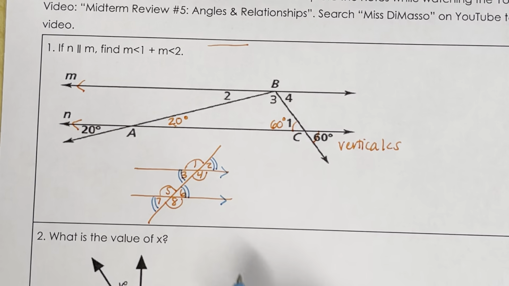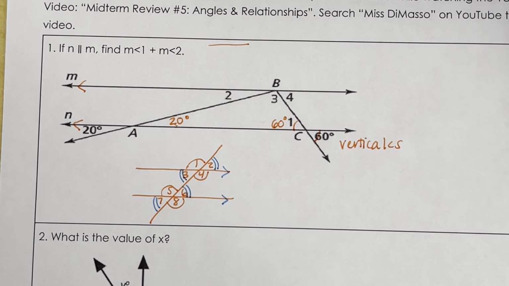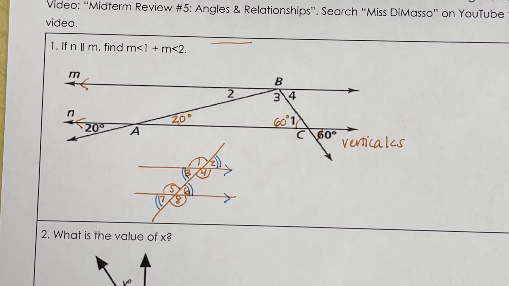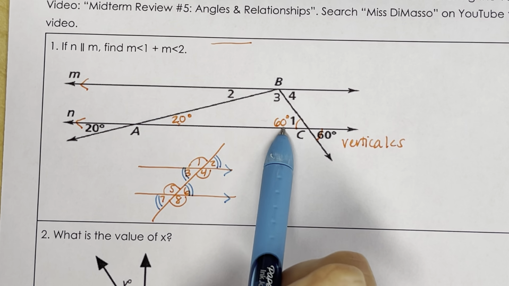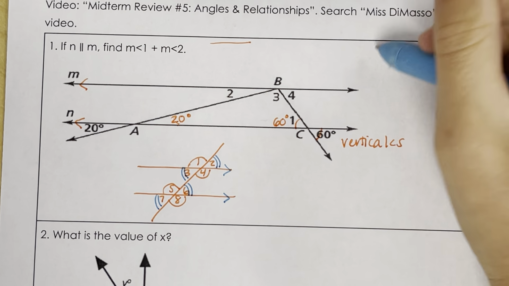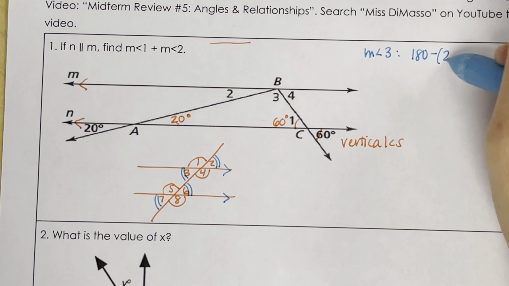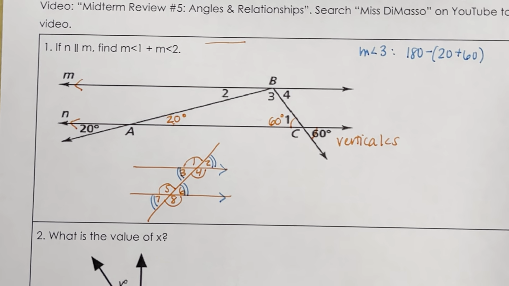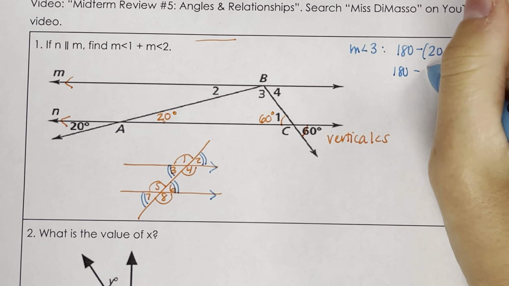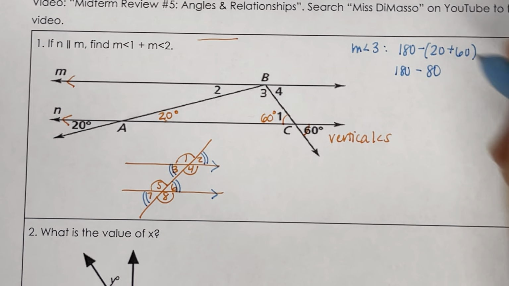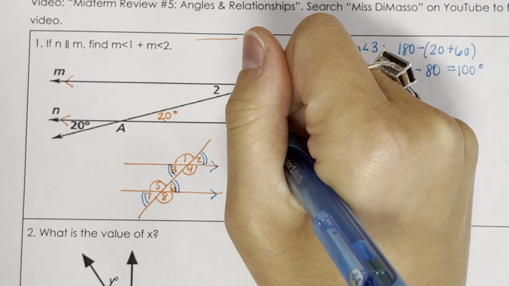This is a triangle. I know 2 of the angles of the triangle already, and I know if I add all the angles in a triangle together, I should get 180. So to figure out angle 3 right here, I'm going to add together 20 and 60, and I'm going to subtract it from 180. So I'm going to do 180 minus (20 plus 60), and that's going to give me angle 3. So 20 plus 60 gives me 80. And 180 minus 80 gives me 100 degrees. So I know angle 3 is 100 degrees.